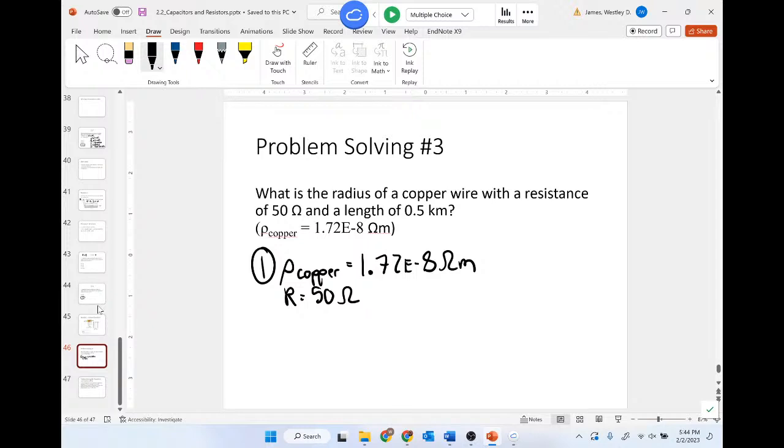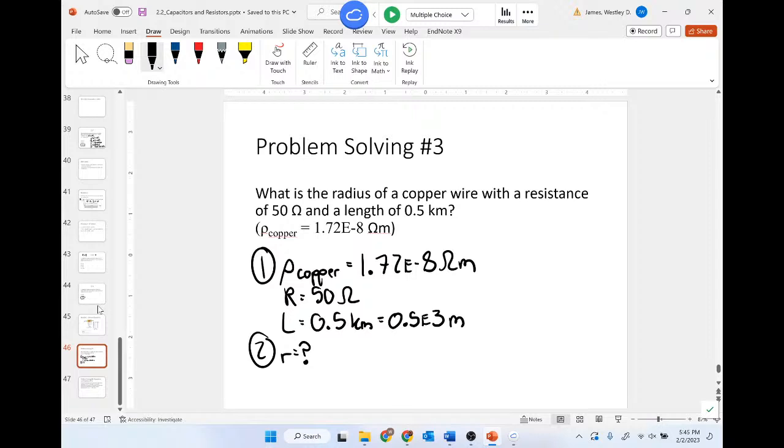Again, if you discover something, you get it named after you. And our length, you can use capital L or little l, it does not matter. They're kind of interchangeable, 0.5 kilometers. We need to convert that to meters. So that is going to be 0.5 e to the 3 meters. Okay, what are we solving for? Radius. Remember, every wire we work with is a circular wire. Every single one.